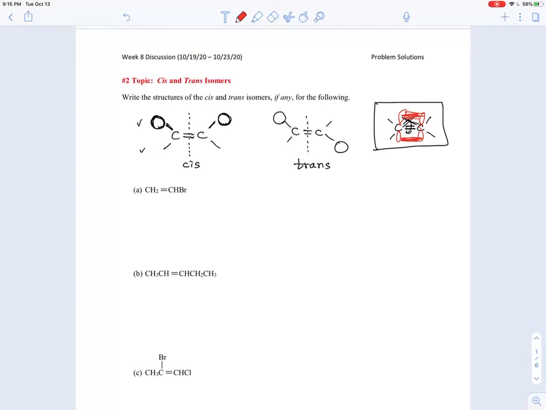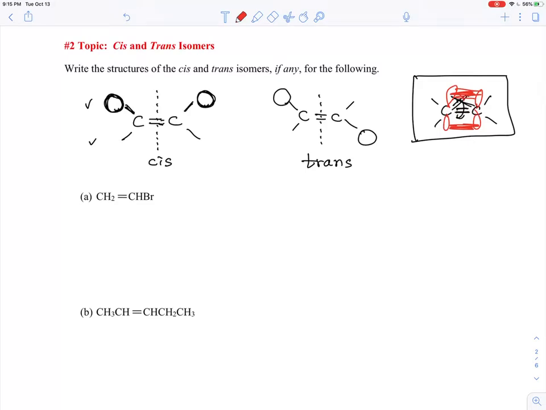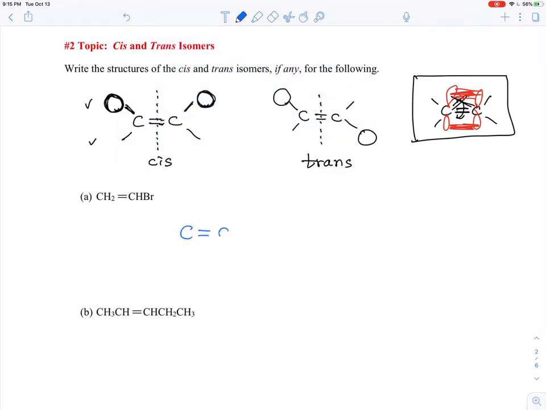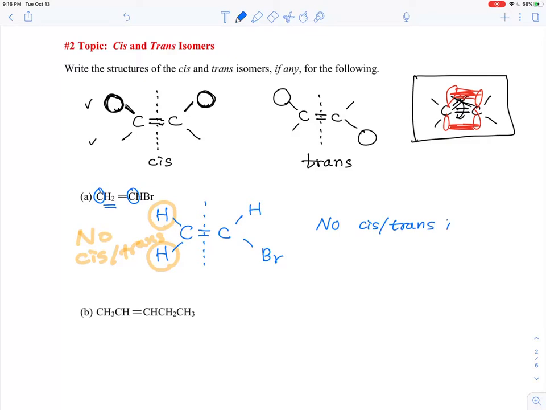Okay, so let's look at the first compound, which is CH2 double bond. What I like to do is always draw the carbon-carbon double bond first. Here, these two carbons are connected by two H's, so this is where I put them, and the other one is H and Br. Now I put a dotted line here, and this and that have the same priority, so there is no cis-trans possible. Therefore this is a case of no cis-trans isomers possible.